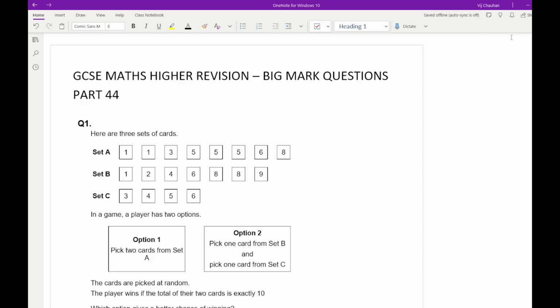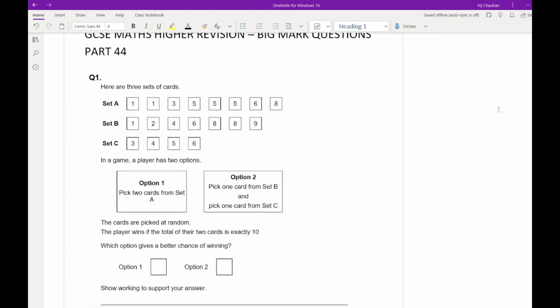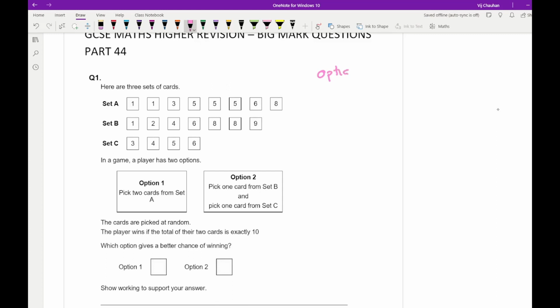So let me just zoom in so we can actually see the question in all its entirety. So let's just zoom out a little bit. So again, with this, what we'll need to do is actually work out the probability of both of those options. So if we take option 1, option 1 reads that we need to pick 2 cards from set A and we need to get exactly 10 in order to win.